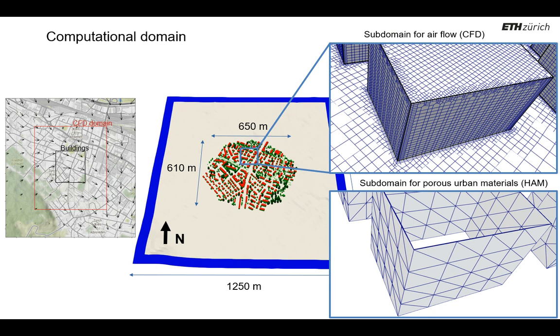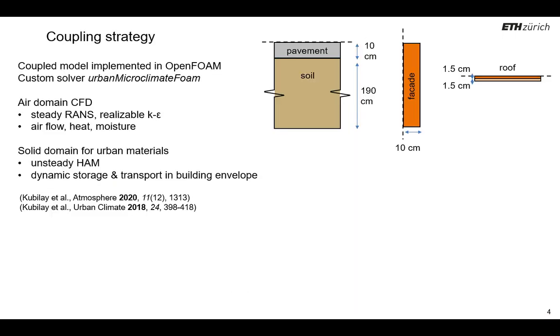Then we have the boundary conditions obtained from a mesoscale simulation, which is calculated prior to this microscale simulation. And here you see the extent of it, with the domain where the microscale domain is. These sketches show the dimensions of these solid domains where we solve the dynamic heat transport. Then we also have the steady RANS simulations calculated for the wind flow, and these are calculated consecutively.